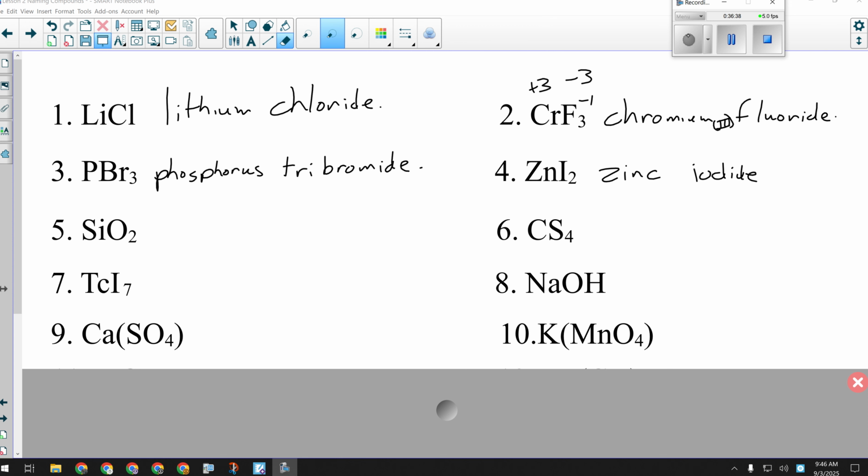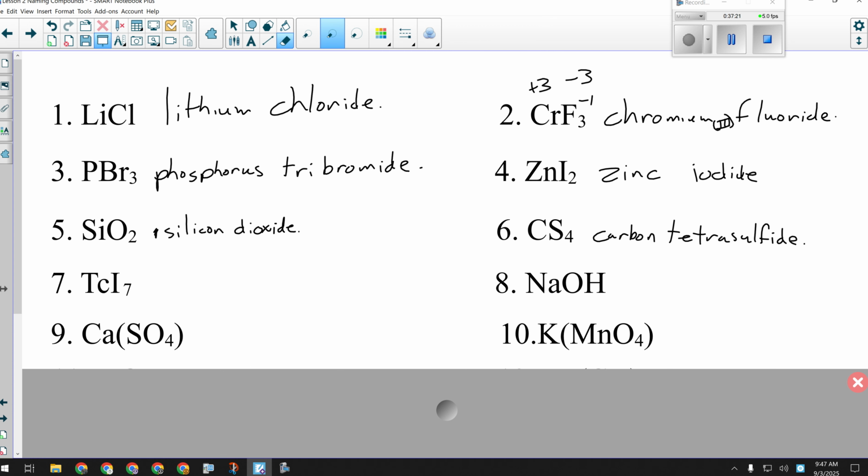All right, number 5, ionic or molecular? It's molecular, yeah. Silicon is a non-metal. So this is going to be silicon. And what prefix am I putting on the oxygen? Yep, dioxide. For number 6, ionic or molecular? Molecular. Carbon is also a non-metal. So we've got carbon. And what prefix am I putting on the sulfur? Okay, tetrasulfide.